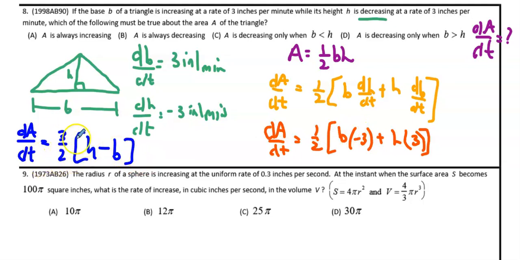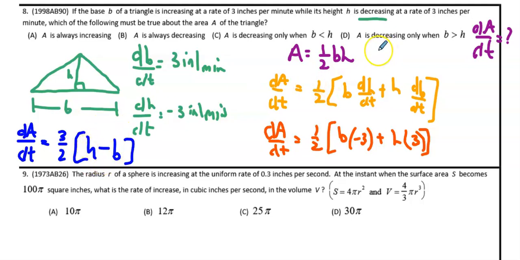So let's look at this. Is it always increasing? No, we don't know the relationship between the height and the base. Is it always decreasing? Again, we don't know what's going on here. So it has to be C or D. The area is decreasing, which means it's negative, when b is greater than h. If b is less than h, this is going to be a positive value, which means the change in the area is going to be increasing. But when b is greater than h, so let's say h is 3 and b is 5, you're going to get a negative value here.